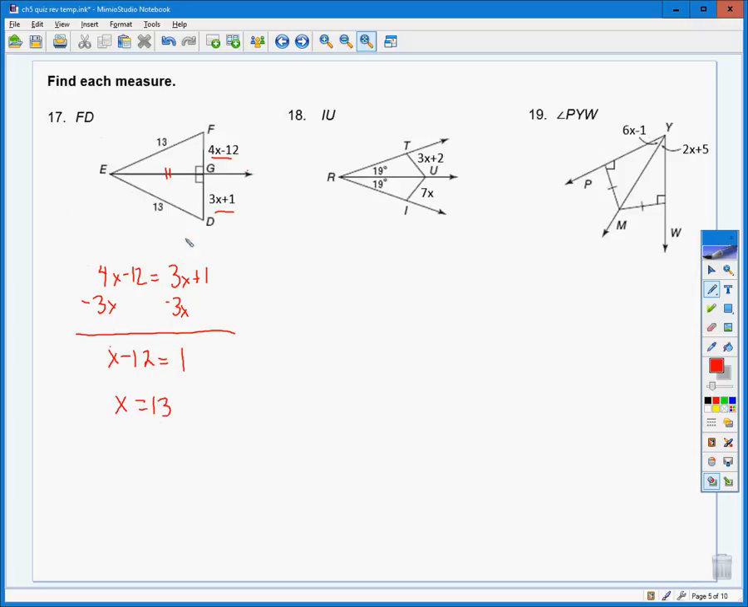But they asked for FD, so I have to plug that 13 back in. 3 times 13 is 39, plus 1 is 40. So each piece of this segment is 40 units long. So FD is a total of 80.